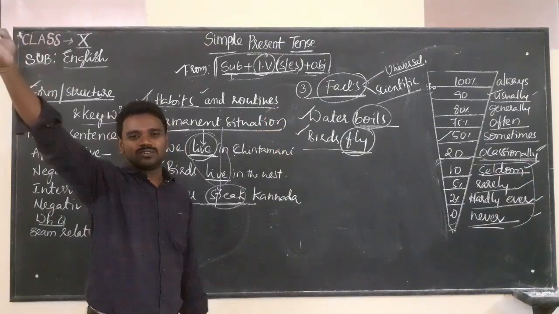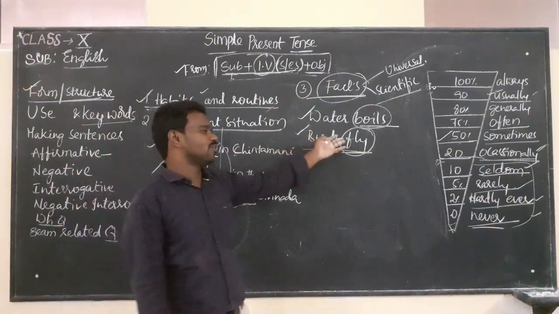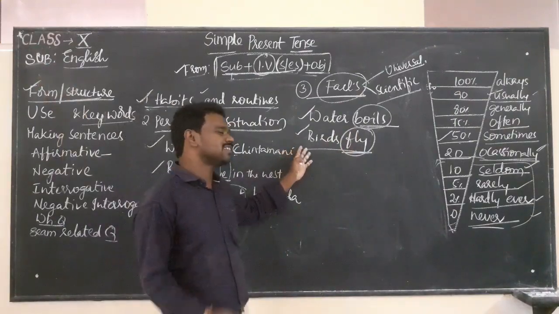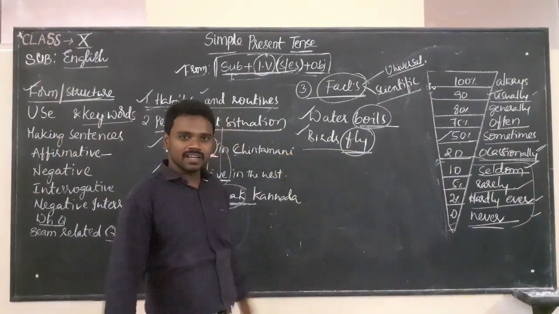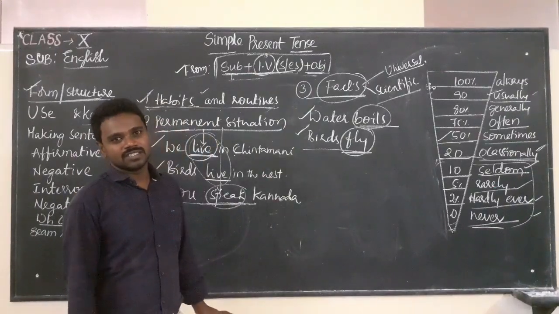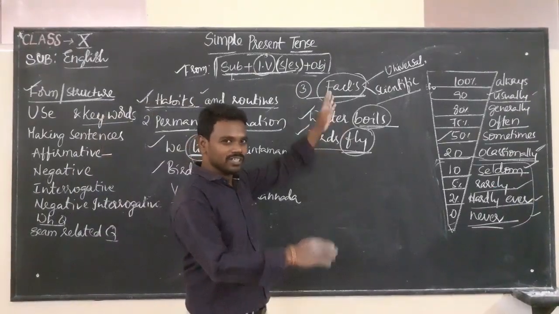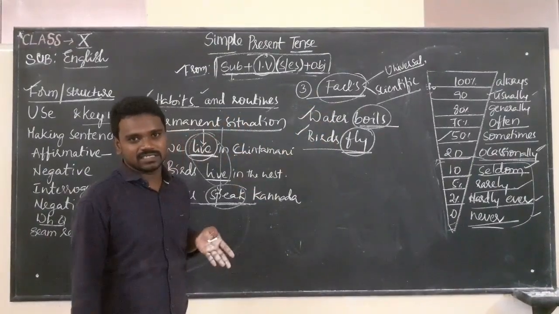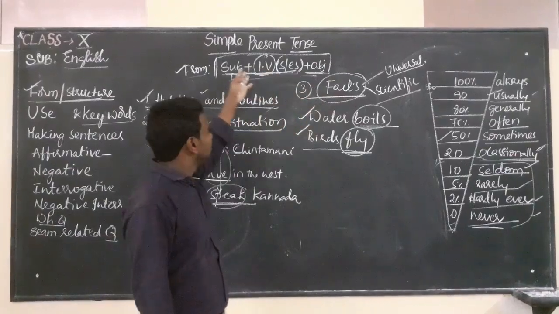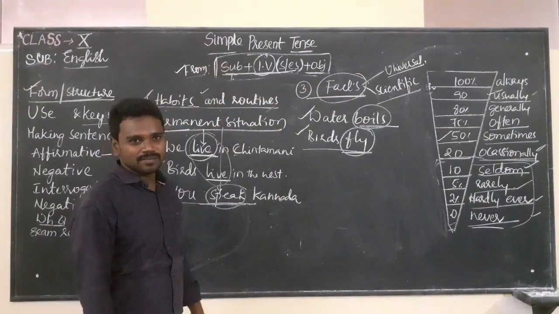Everybody, wherever you go, you have to accept that water boils. Wherever you go, you have to accept that birds fly. Wherever you go, you have to accept that the sun rises in the east. You have to accept all these. These are the facts. When we talk about facts, we use the simple present tense.